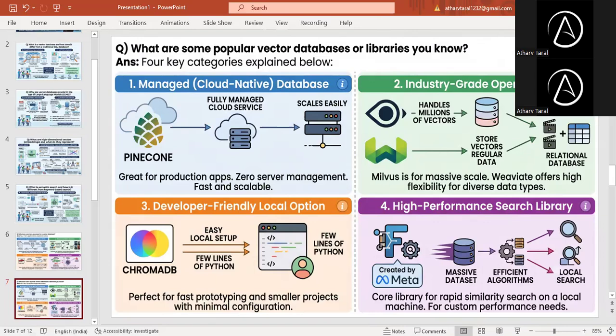Milvus is huge in the industry because it can handle millions of vectors, and Weaviate is also cool because it does not just store vectors. It can also store regular data, which makes it very flexible. For lightweight and local operations, when I am building a smaller project or just testing things out, I usually go to Chroma DB.